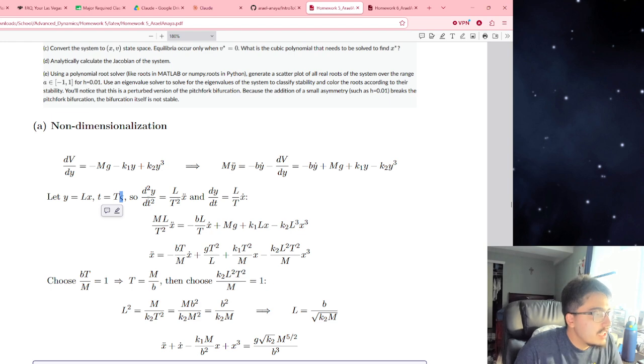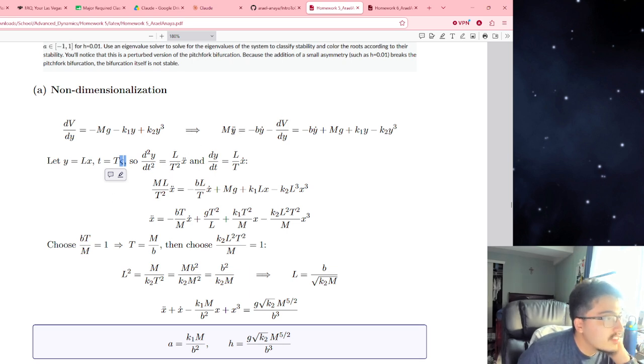From that, we can define our derivatives with respect to time. We can say that dy/dt is the same as x dot times L over T, because it's coming from defining t in terms of this capital T. Then if we repeat that process and take the derivative with respect to time again, it's just going to look like adding another 1 over T term, because we're technically differentiating by this value instead of t now, since it's a non-dimensional equivalent.